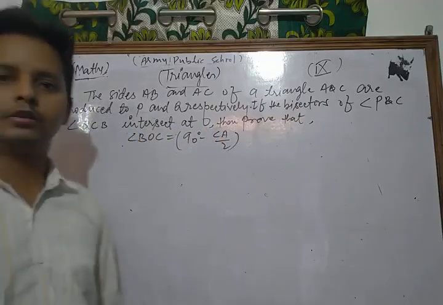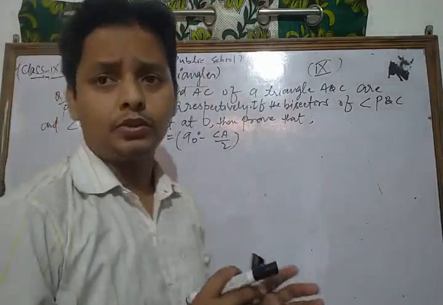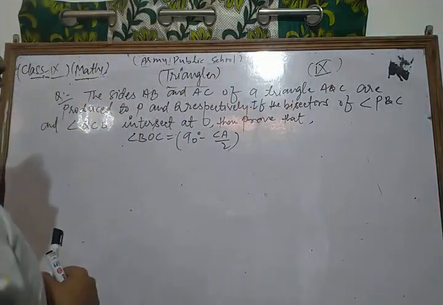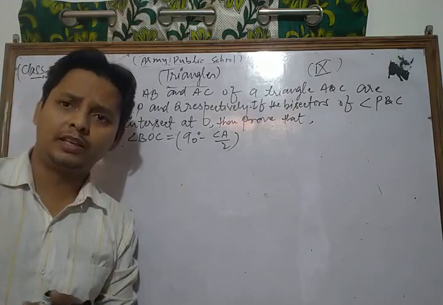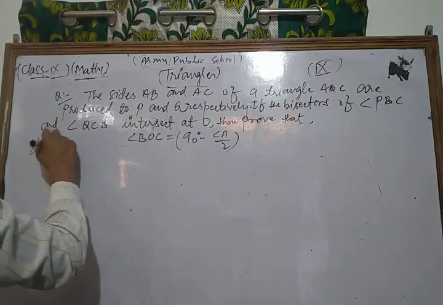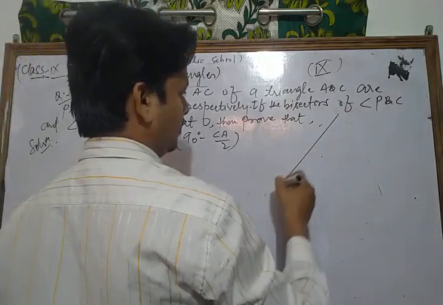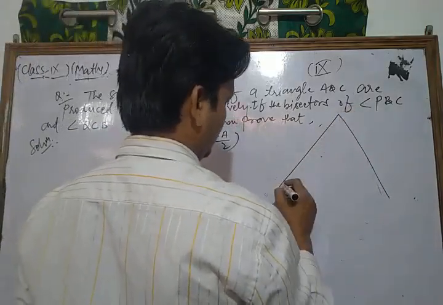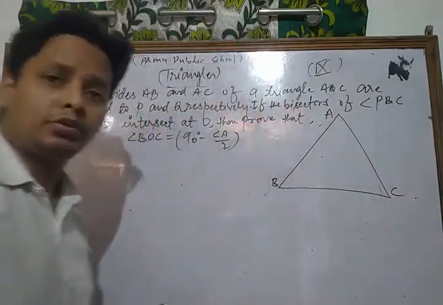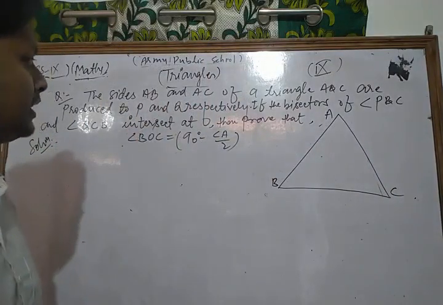This is a very important question and result related to your topic triangles. Now let's see the process, dear friends, to solve this type of question. According to the question, first of all we draw a triangle ABC, and its sides AB and AC are produced to P and Q respectively.